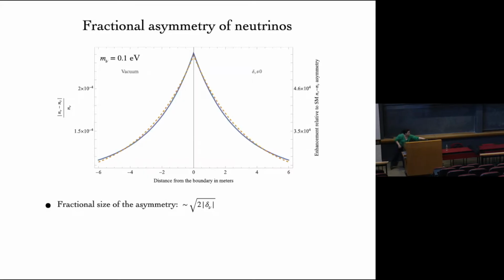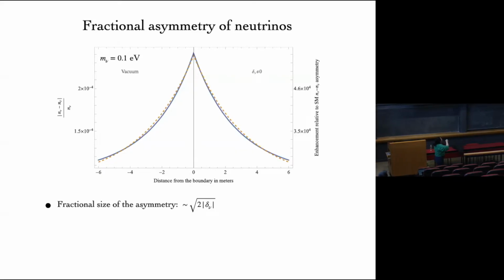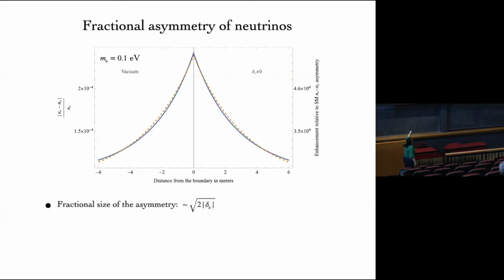Okay? This is a plot that shows the distribution. The blue line here is a numerical integration of the solution of the problem that I described before, for outside the Earth and inside the Earth, for a fixed neutrino mass of 0.1 eV. And the orange dashed line is a semi-analytic fit that you can do when you take the asymptotic behavior, the value of the asymmetry over the boundary and in the very far away regime. The key point here, because delta nu is 10 to the minus 8 or so, is that the fractional asymmetry is of that size.